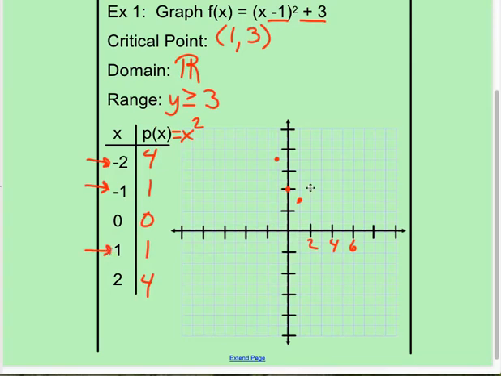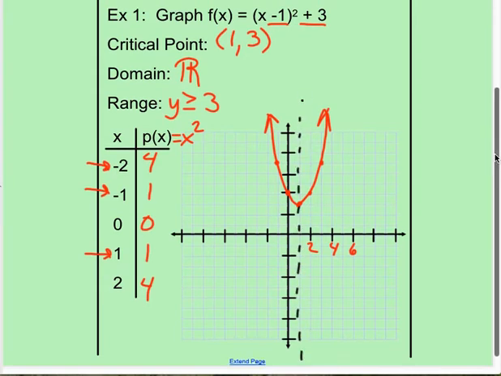Right 1, up 1. You can also use your line of symmetry. Once you have half the points plotted, or the points off to the left, you can reflect those across the line of symmetry. So obviously that's going to go through the critical point for your parabola. So that's another way to get the other half of your graph.